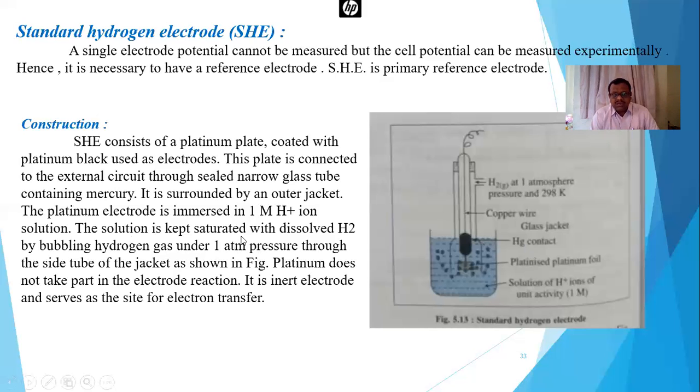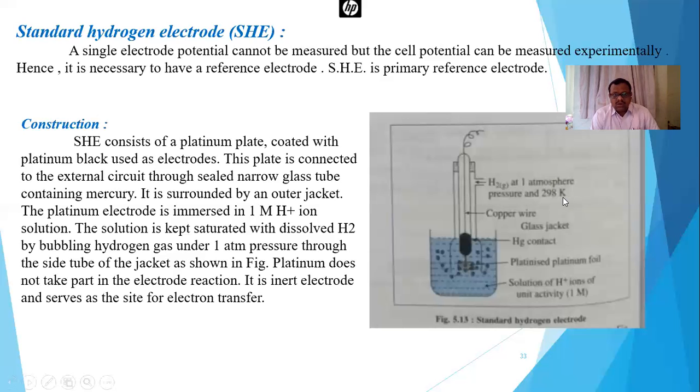The solution is kept saturated by bubbling pure and dry hydrogen gas at 1 atmosphere. Through the outer jacket, we can pump in the pure and dry hydrogen gas at 1 atmosphere pressure and at 298 Kelvin.